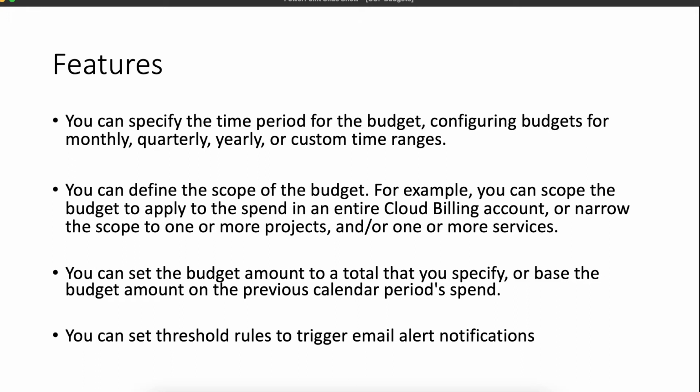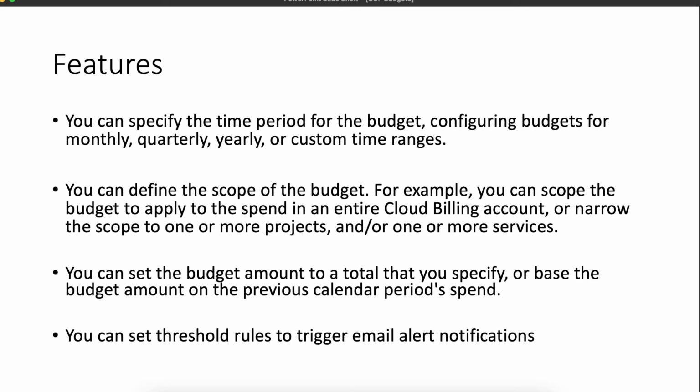And you can also define the scope of the budget. For example, you can say that this particular budget is only for a particular service like a virtual machine, or Cloud Functions, or Cloud Run, or you can say that this budget applies to the entire project, one or more projects, or all the projects. You can specify what this particular budget applies to.